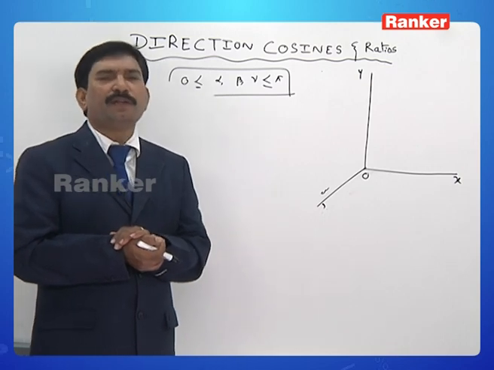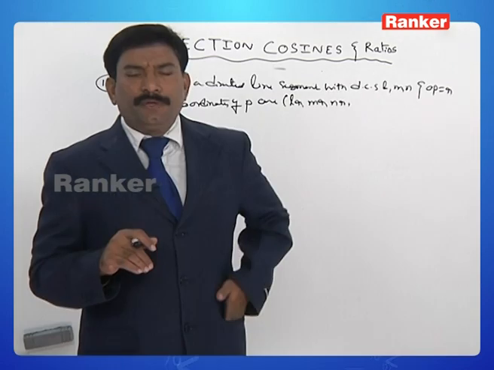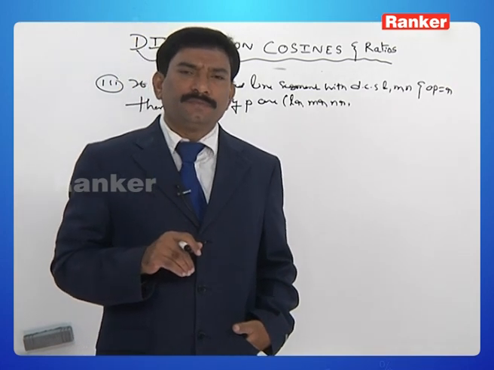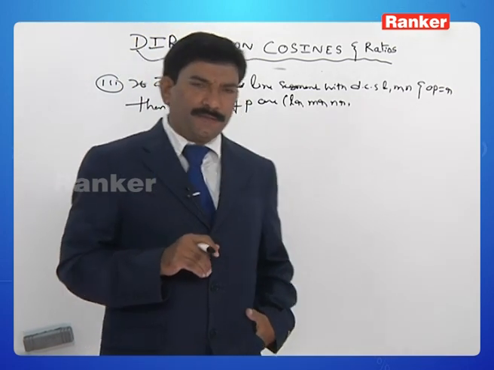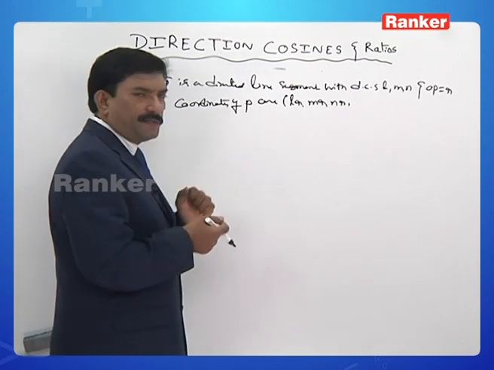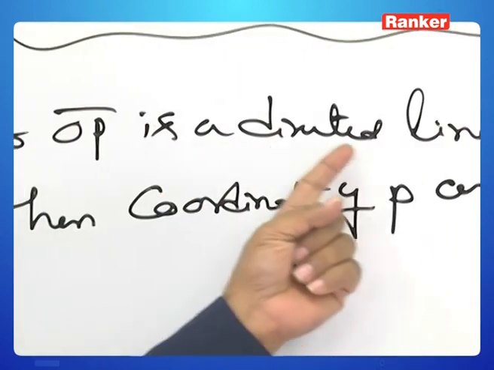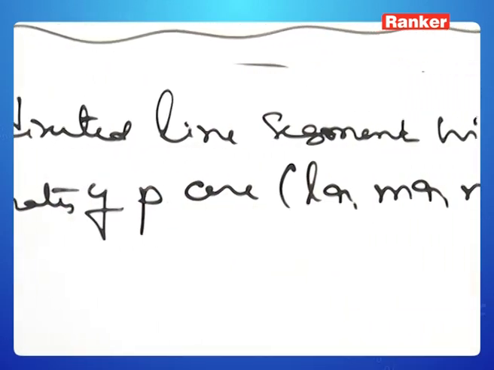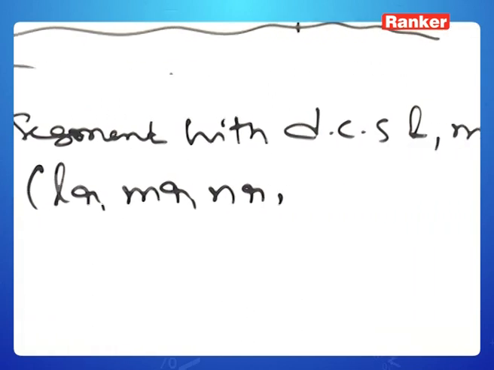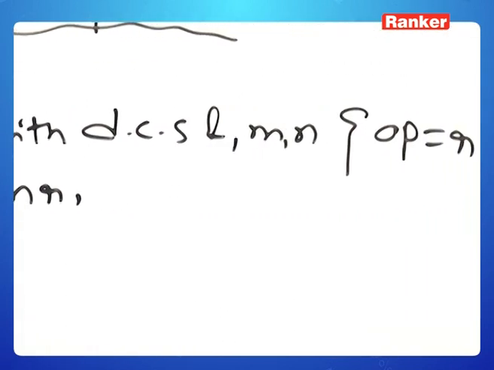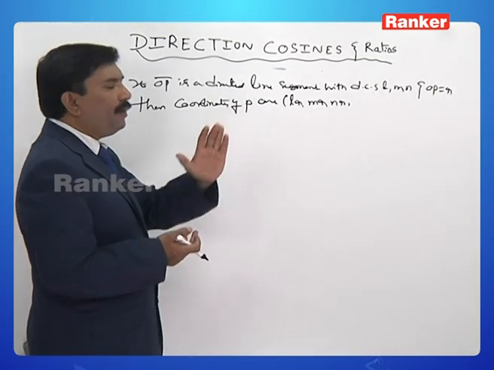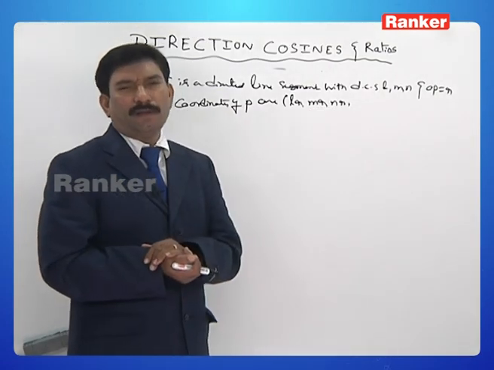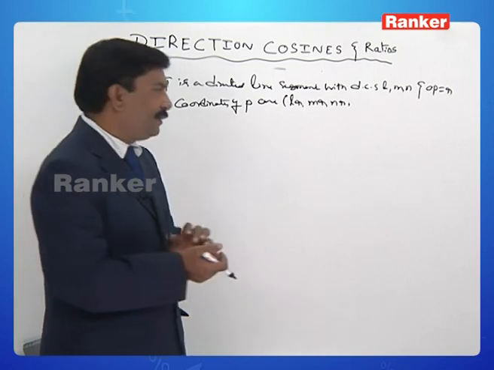The next point: whenever direction cosines are given, we want to express the point in terms of direction cosines. After knowing the definition of direction cosines, the third note is, if OP is a directed line segment with DCs l, m, n and OP is equal to r, then the coordinates of P are lr, mr, nr.